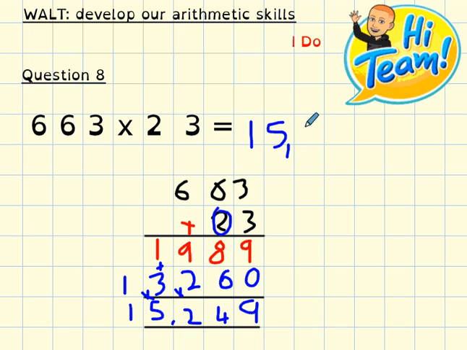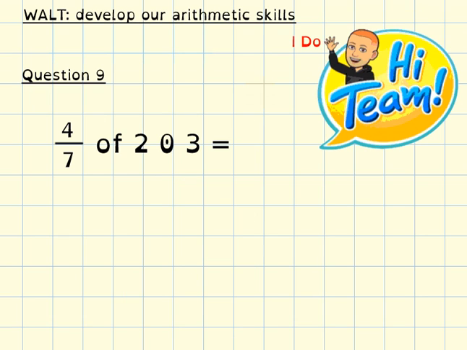What's your final answer? Question 9. 4/7 of 203. So a fraction of an amount question, but a little bit trickier than the one that you had last week. So we remember what we said. You take the whole number, divide it by the denominator. So 203 divided by 7.